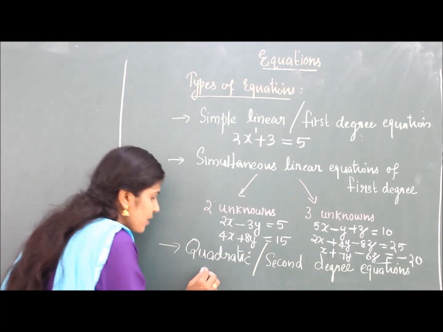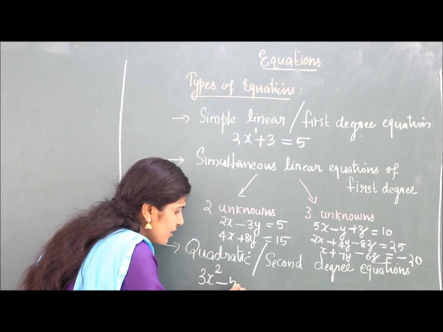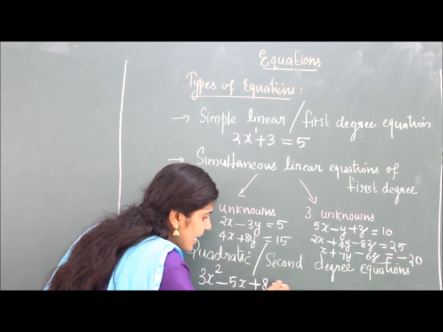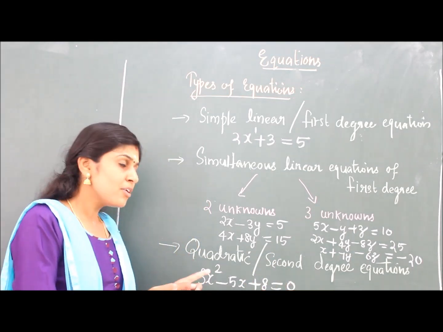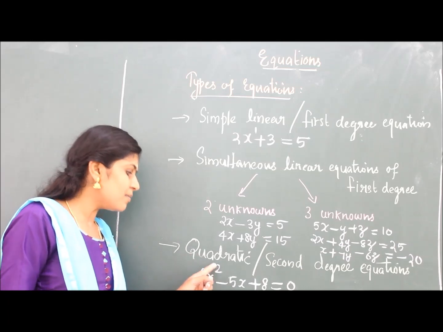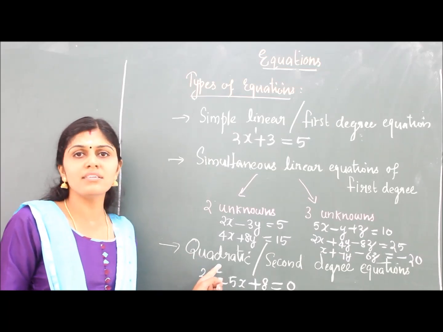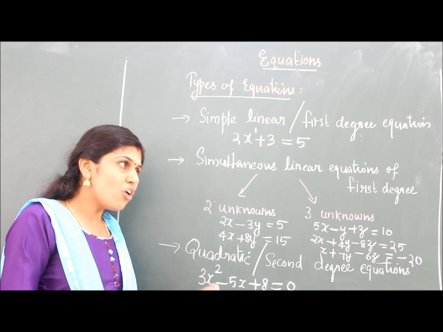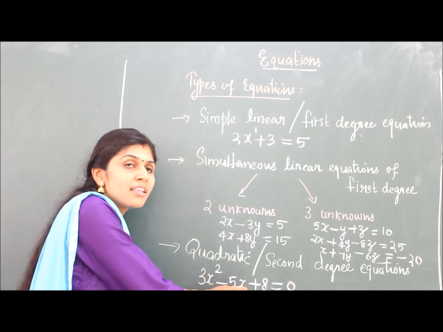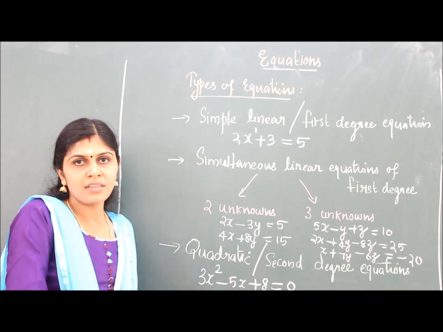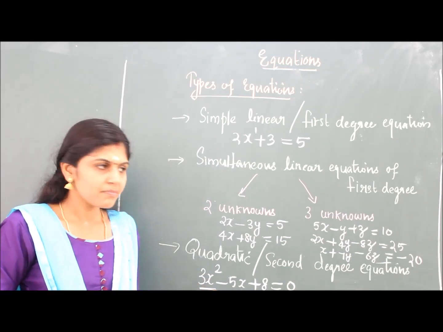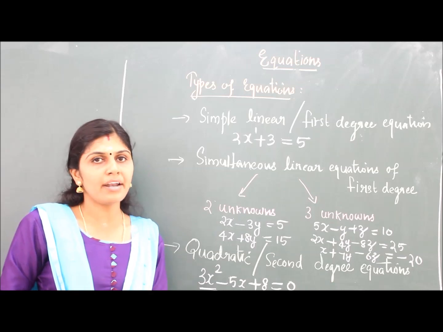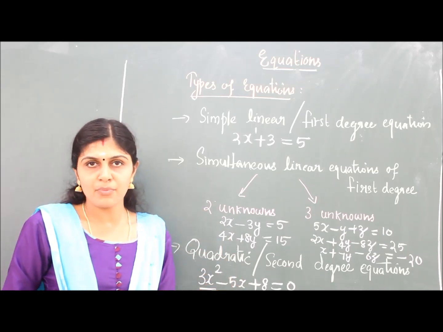For example, 3x square minus 5x plus 8 is equal to 0. When you consider this equation, you can see that the highest power of the variable involved in it is 2. And it is not necessary that it should contain the x term or the constant term. It should contain this term compulsorily, that is the condition. So this is an example of quadratic or second degree equation.